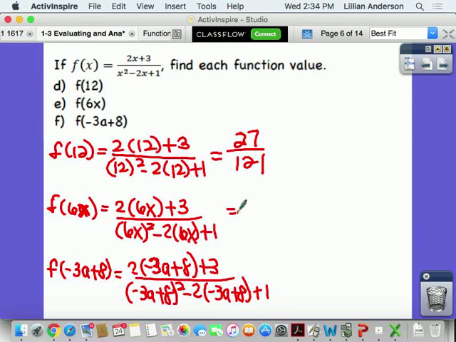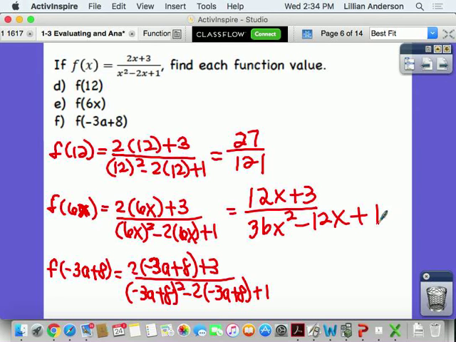I need one person to say this because it's going to have variables in it. Caleb. 12x plus 3 over 36x squared minus 12x plus 1. I don't know if I got that right. Did you guys get this? Yeah, that's what I got too. Good stuff. Okay, now the last one.